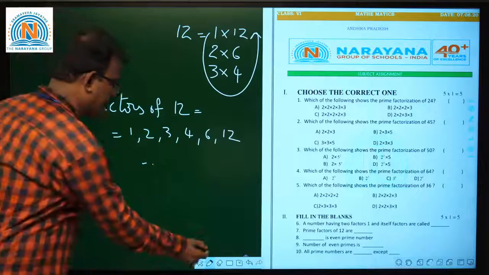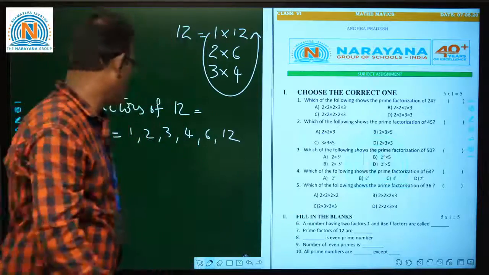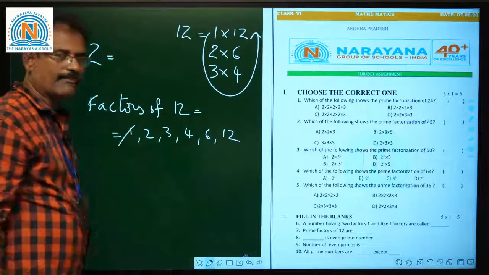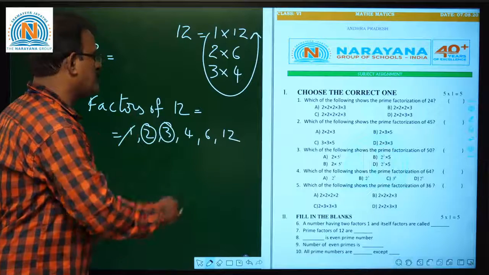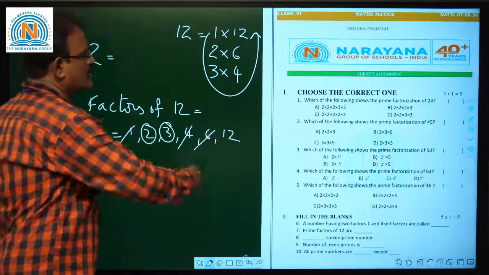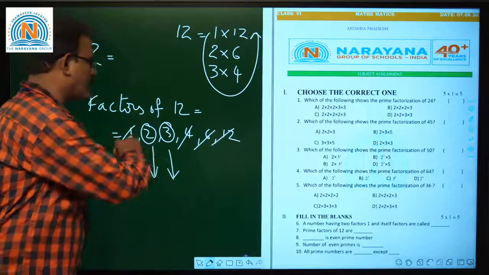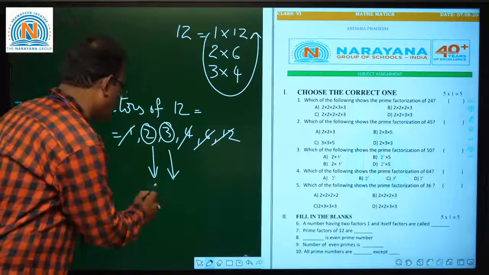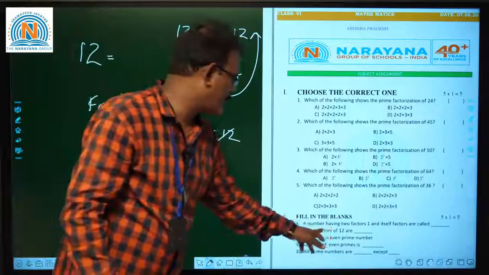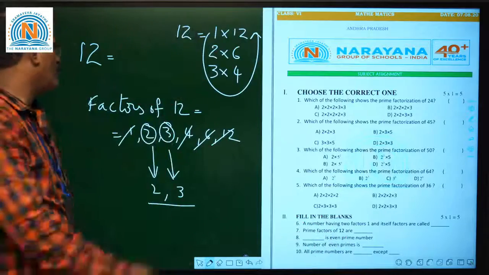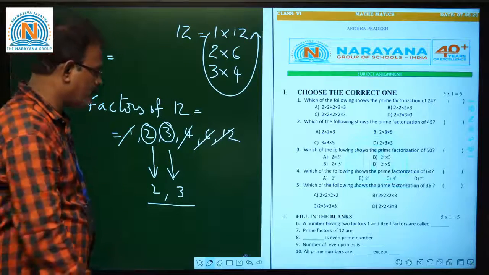Among all factors, what are the prime factors they are asking? 1 is neither prime nor composite. Then 2 is a prime number, and 3 is a prime number, and 4 is composite, 6 is composite, 12 is composite. So among the factors of 12, only 2 and 3 are the prime factors of 12.